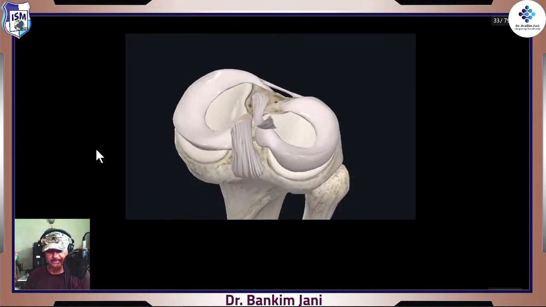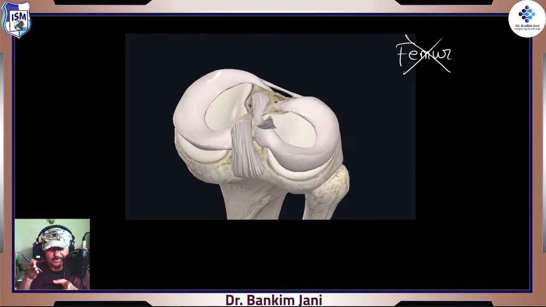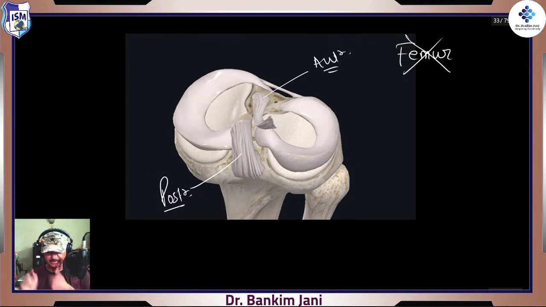And here it is. We have removed the entire femur. So as if now you are sitting on the femur, the femur has been removed and you are watching this articular surface from the top. So that's where you see how the posterior and the anterior cruciate ligaments are connected, right?